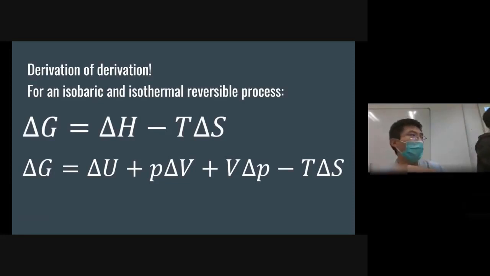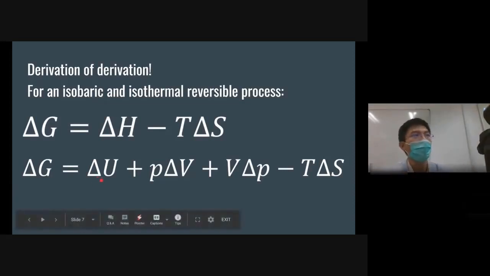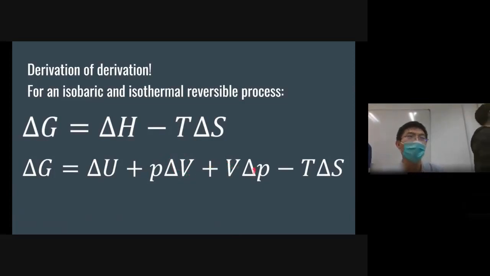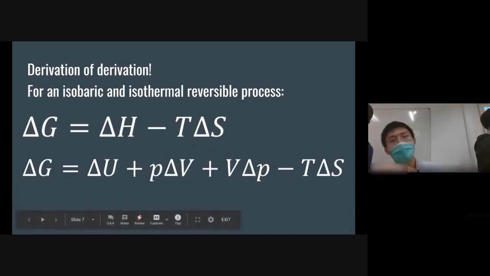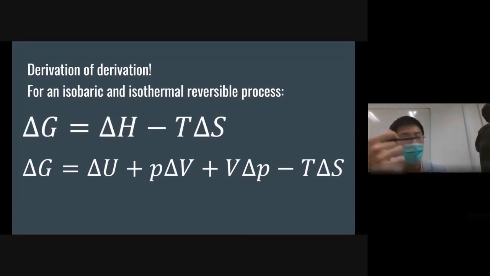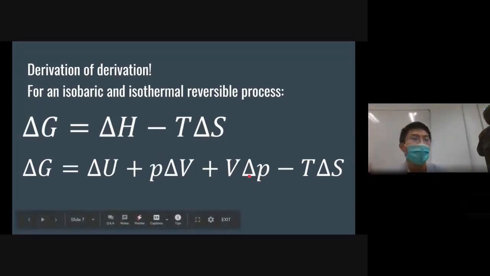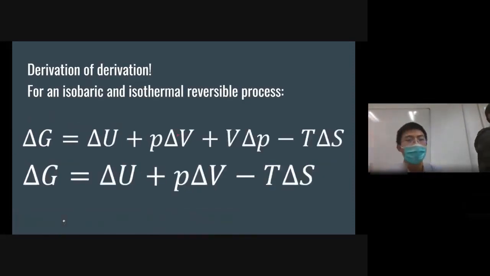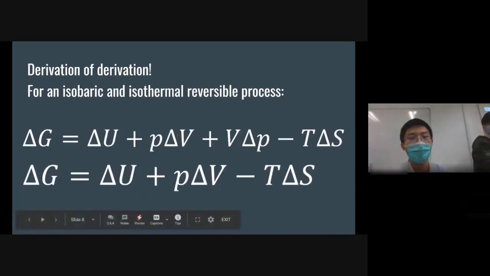We can further expand this equation by expanding delta H. Delta H is equal to delta U, the change in internal energy, plus P delta V, where delta V is the change in volume, plus V delta P, where delta P is the change in pressure, minus T delta S. So what does an isobaric process mean? It means that the pressure doesn't change. So what does it mean that the pressure doesn't change? It means delta P is 0. So we get a new equation where the delta P term disappears, and at the bottom we get delta U plus P delta V minus T delta S.